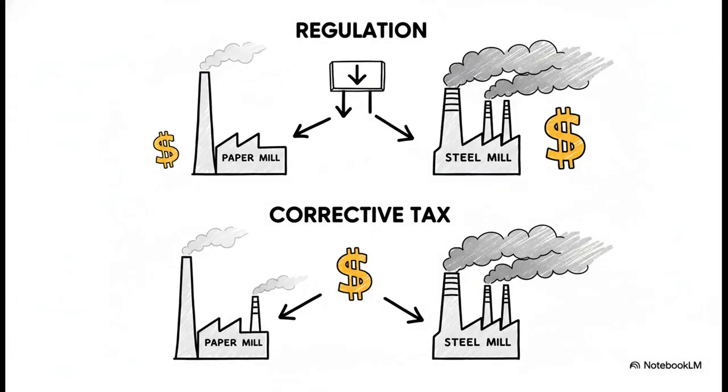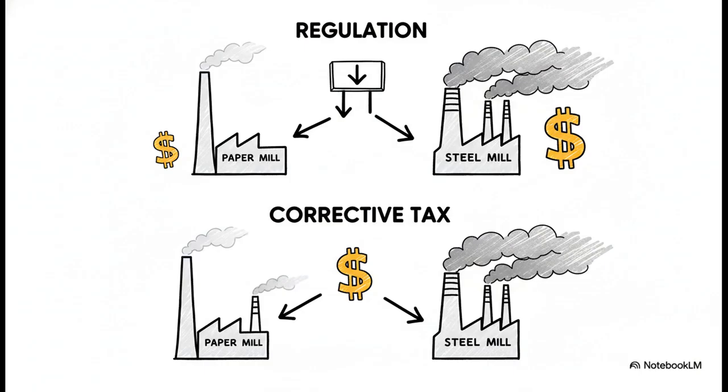So how do they make that happen? Well, option one is that old command and control approach. The EPA could just say, okay, you both have to cut down to 300 tons each. Done. It's simple, but think about it. What if it's super cheap for the paper mill to clean up its act, but it would cost the steel mill an absolute fortune? That regulation forces the steel mill to spend a ton of money.